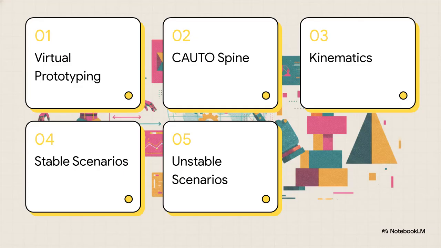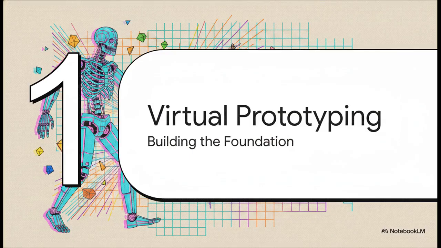All right, here's our game plan for today's masterclass. We'll cover virtual prototyping value, the CAUTO spine architecture, kinematics, stable scenarios, and finally, we'll test some unstable environments. Okay, kicking things off with Section 1, the value of virtual prototyping, building the foundation.